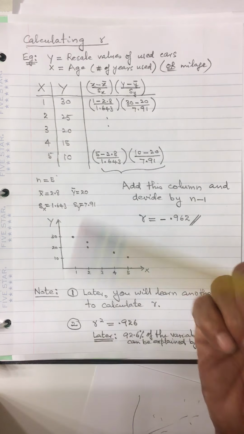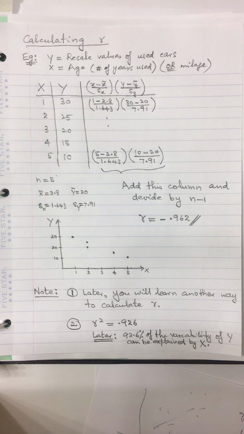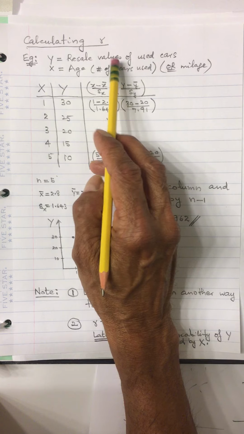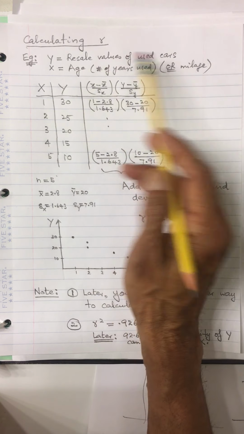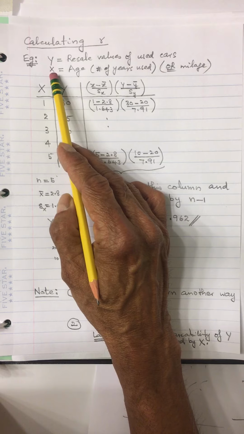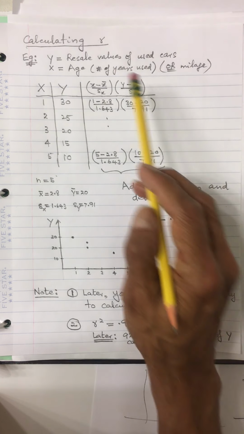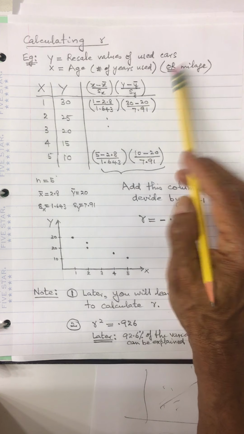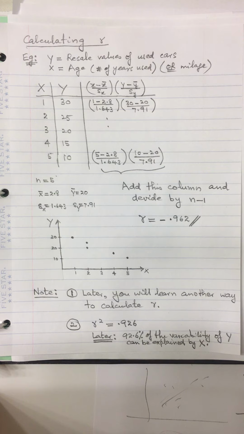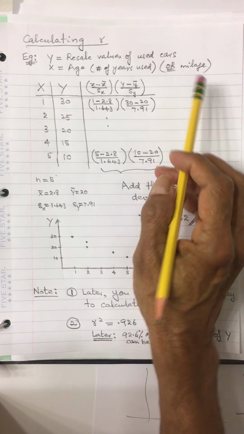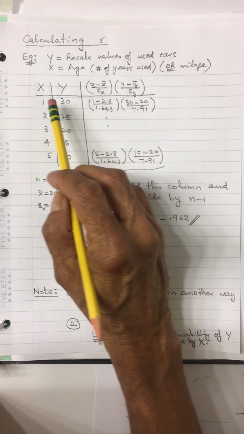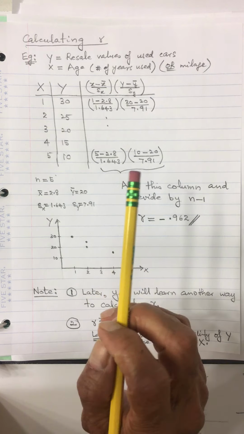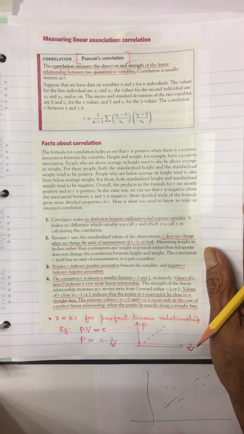Let me pick a very simple data set. Let me pick the same example, say y is the resale values of used cars in $1,000. x is the age of the car, maybe in number of years, how many years old, or the mileage in terms of 10,000 or something, whatever the unit. Anyway, these are the y values and the x values. Now I want to calculate this.